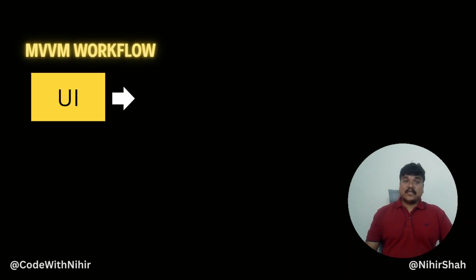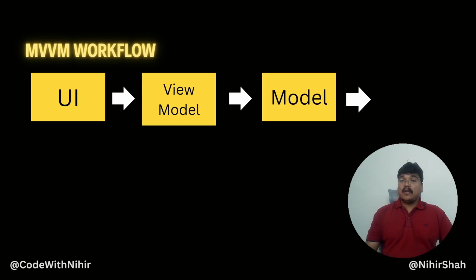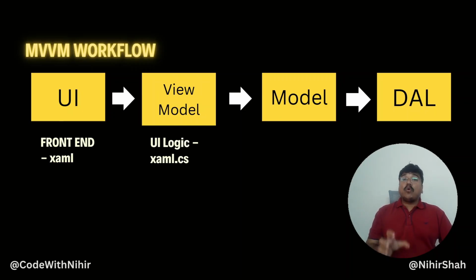So what is the workflow of MVVM? It is something like this. The UI calls the view model and the view model calls the model. The model calls the data access layer and gets the data from there. Then the model gives the data to the view model and the view model updates the UI. So this is the workflow. In the UI, there will be the XAML file. The code behind logic that we were writing in the XAML.cs file will now be moved to a separate view model class. How exactly it will be done, we will see at the code level.